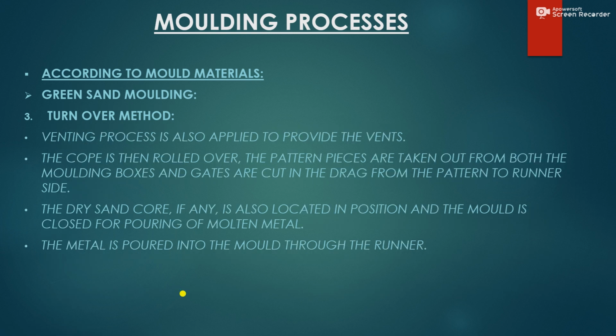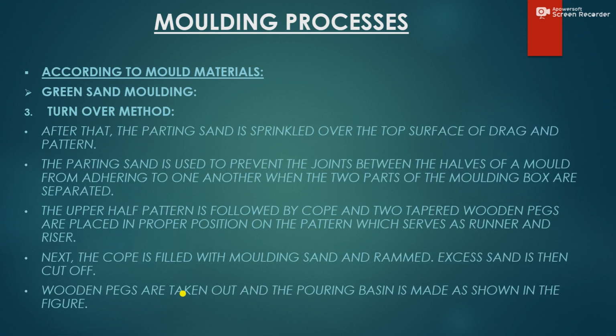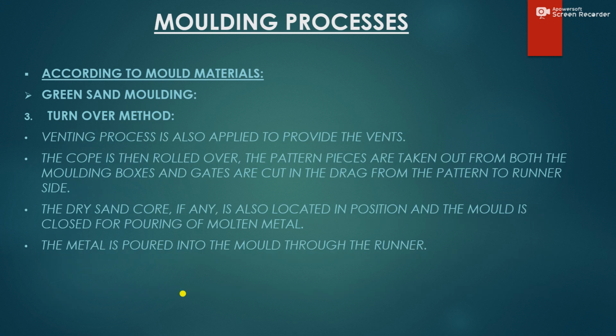Okay? You can use the venting process in this as well. Venting process is also applied in order to prevent or prepare small vents or small holes inside the mold, so that the air or the gases that generate when the molten metal is being poured can easily escape outside it and no defects are generated. Okay, basically using the turnover method you can prepare the green sand mold.